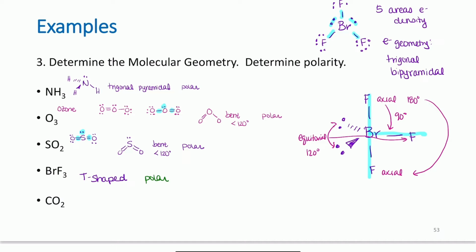And CO2. CO2 is carbon double bonded to two different oxygen molecules. This is linear. And even though each bond is in fact polar, this is a non-polar molecule overall.